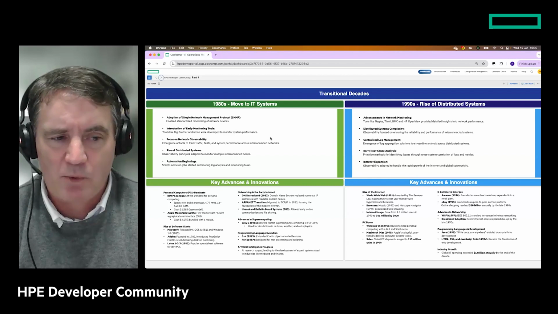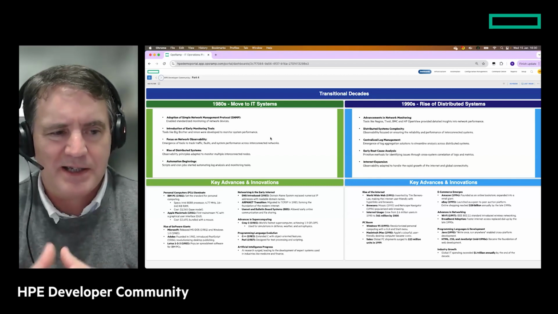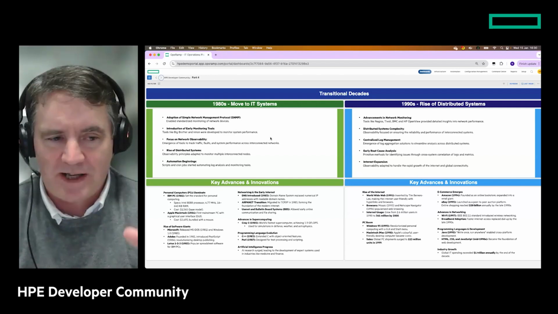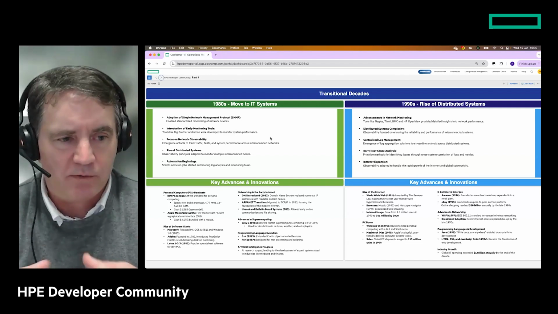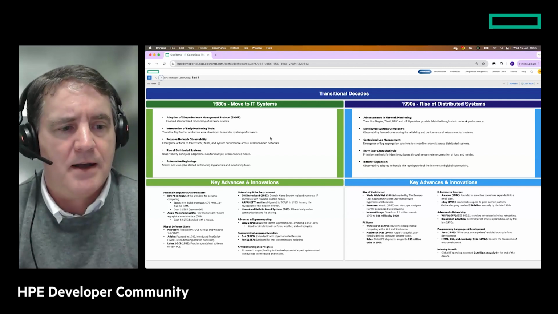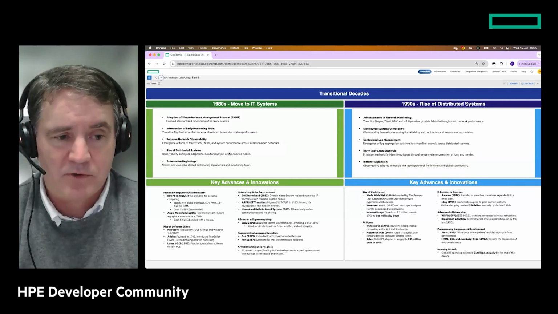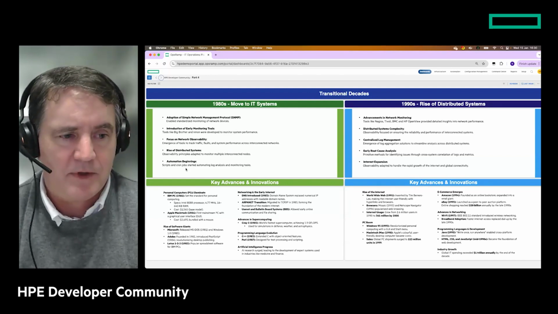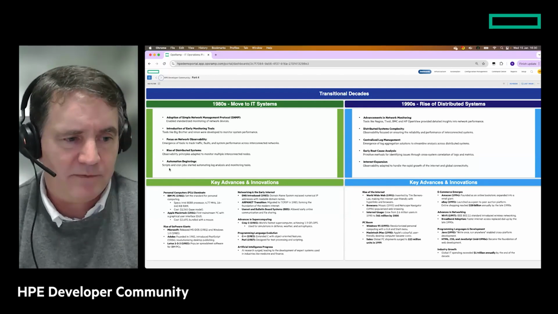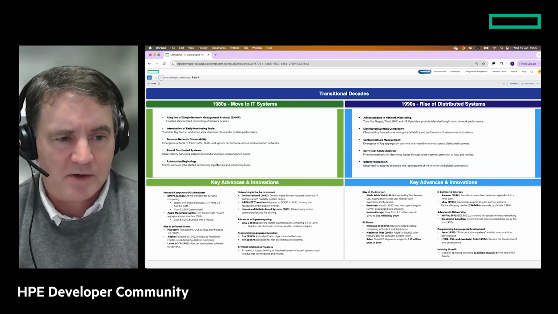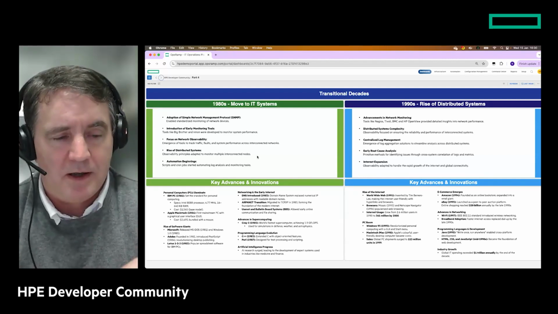There was the rise in what we call distributed systems. So this is what I'm more familiar with. Digital DEC VAX is an example of a distributed system. Because Unix was introduced in the previous decade, we started to see the usage of scripting languages, and cron as a way to automate jobs.